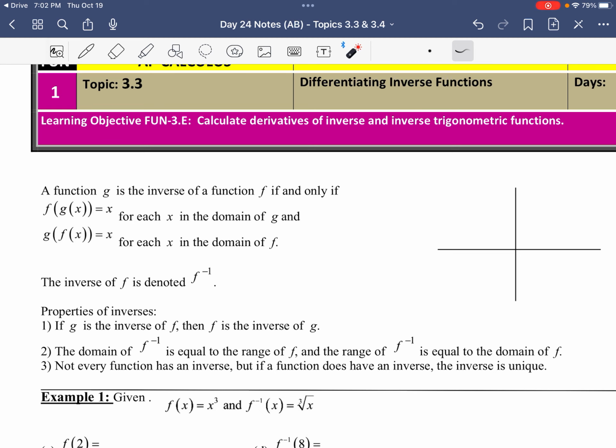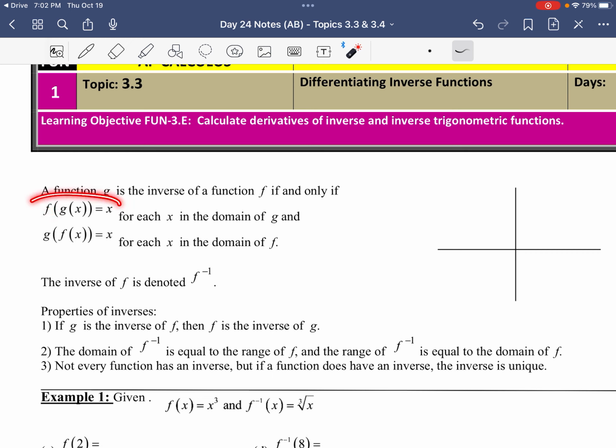So a function, we're going to call it g, is the inverse of another function f if and only if these two things happen. If you do f of g of x, you end up back at x, for each x in the domain of g. Basically, if you do g of x and get all your answers, and then you run those answers back through f, you end up where you started. The idea is that these two functions undo each other, and you're just left with x equals x. So that's one way that it has to happen.